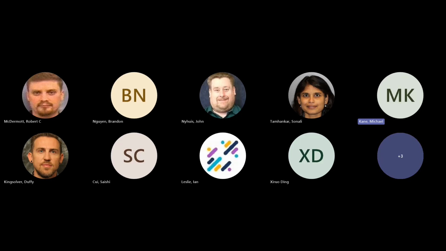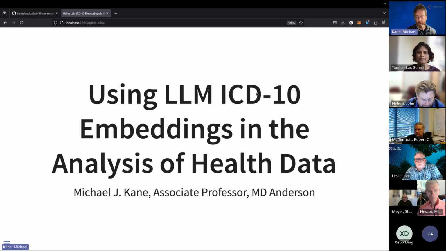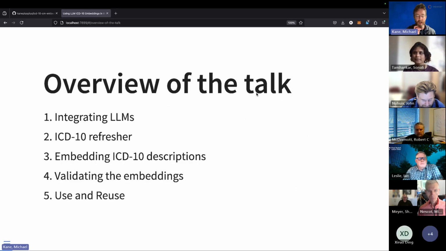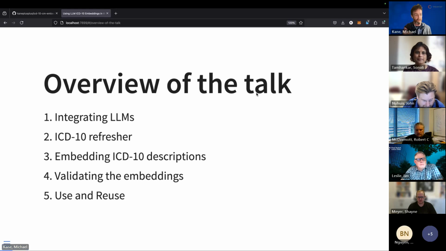Don't worry about that, I'll get to that. And we've already seen a quick definition for what the ICD-10 codes are. But for the overview of this talk, I actually want to start a little bit higher level and think about how we come at the problem of integrating LLMs into our workflows.